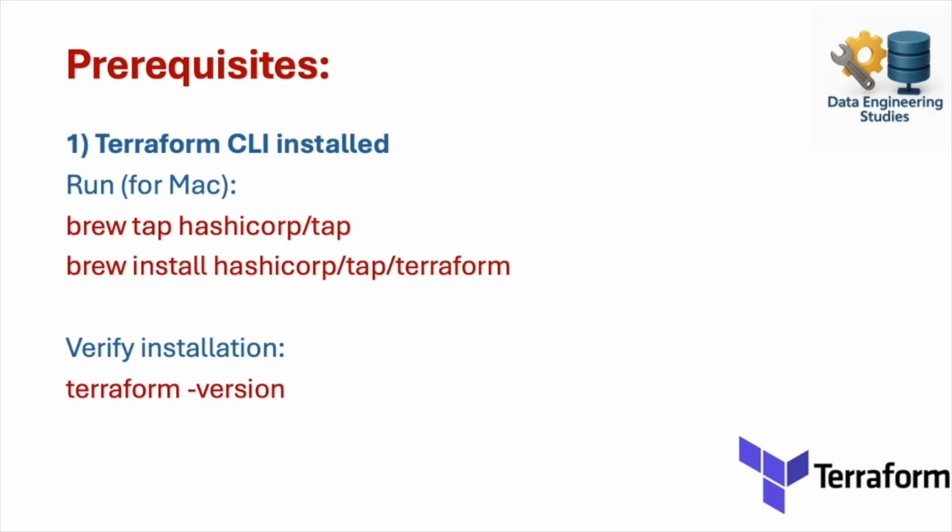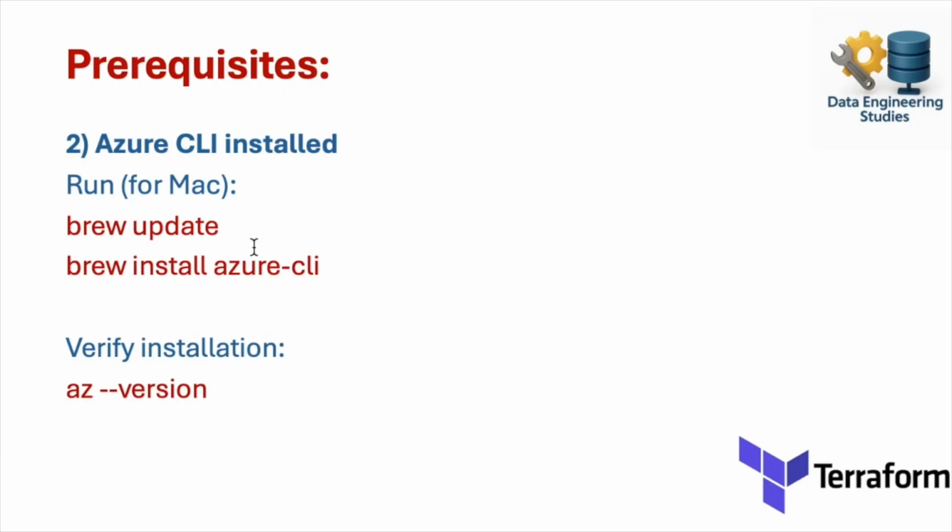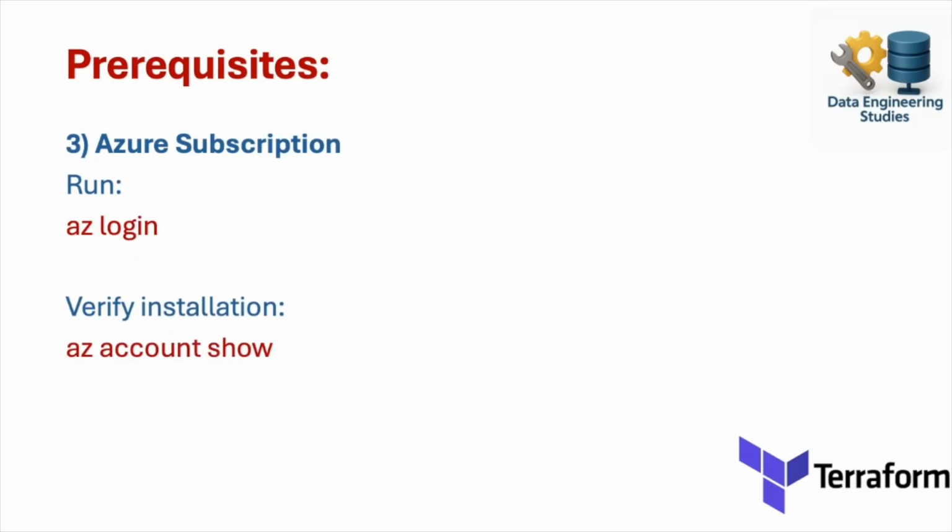The next prerequisite is Azure CLI. Here are the steps to install Azure CLI. Once it is installed, we can verify the installation using the az --version command. Next, we need an Azure subscription. In order to verify the Azure subscription, we can use az login in Azure CLI, and using the az account show command, we can see the Azure subscription details.